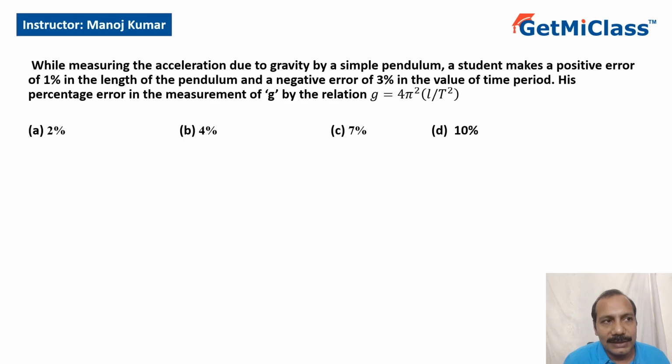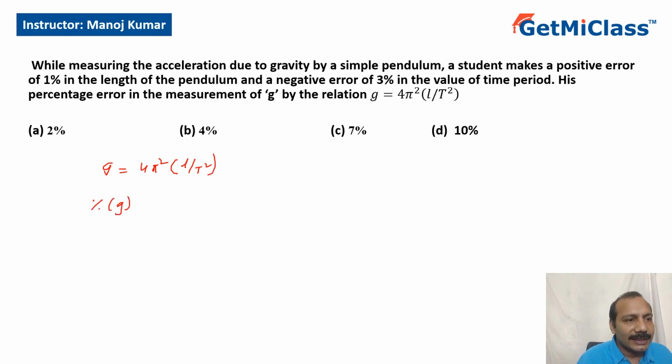affect the calculations, because errors can never be subtracted. Errors are always added. So here, let me look at the expression. The expression says g equal to 4 pi square into L by T square. So I can say percentage error in g equal to percentage error in L plus percentage error in T twice, because it is T square.